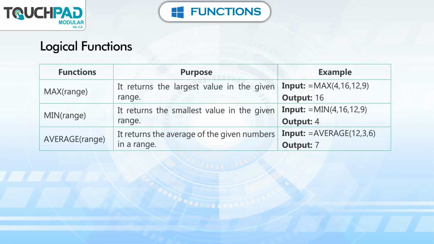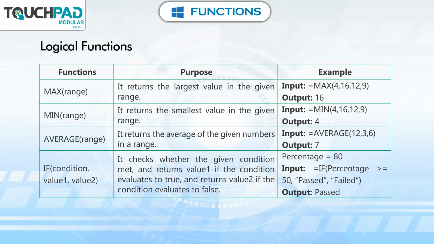Logical functions. Functions, purpose, example. MAX(range) returns the largest value in the given range. Input: =MAX(4, 16, 12, 9). Output: 16. MIN(range) returns the smallest value in the given range. Input: =MIN(4, 16, 12, 9).